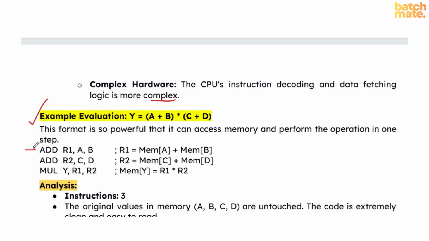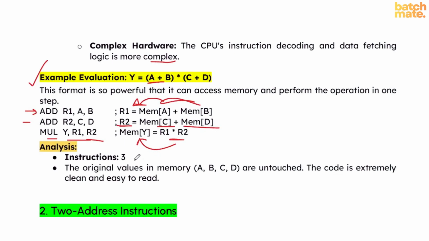Step 1. We need to add A and B. So add R1, A, B. This puts the result of data in memory address A plus data in memory address B into register R1. Step 2. We need to add C and D. So add R2, C, D. This puts the result of data in C plus data in D into register R2. Step 3. Now multiply the 2 results. So multiply Y, R1, R2. This multiplies R1 and R2 and saves it to memory location Y.